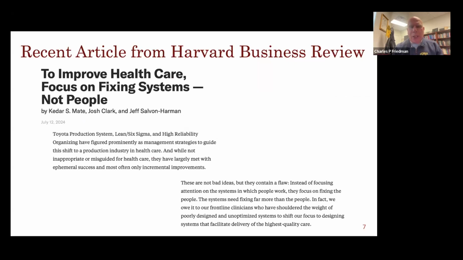Going along with this is a wonderful paper that appeared in the Harvard Business Review that, even though the term learning health systems is not used, I believe makes a clarion call for learning health systems. And if you haven't read this paper, I strongly recommend it to you. And I think the title says it all: To improve healthcare, fix the systems, not the people.